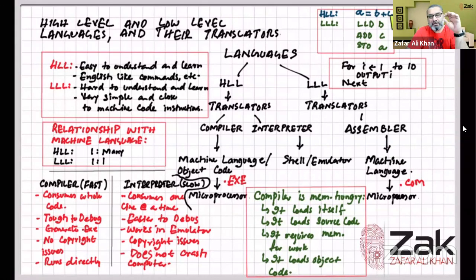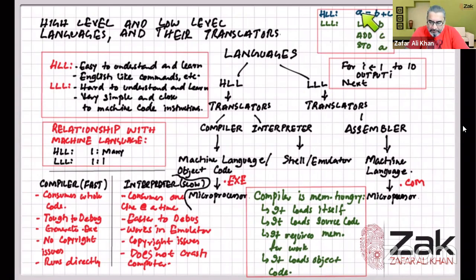So the high level language is easily understood and learned by humans, and is written in English-like sentences, whereas low level languages are hard to remember, but they can be remembered, because there are persons who basically program in low level languages, and they are very close to machine languages. How, we will see later.